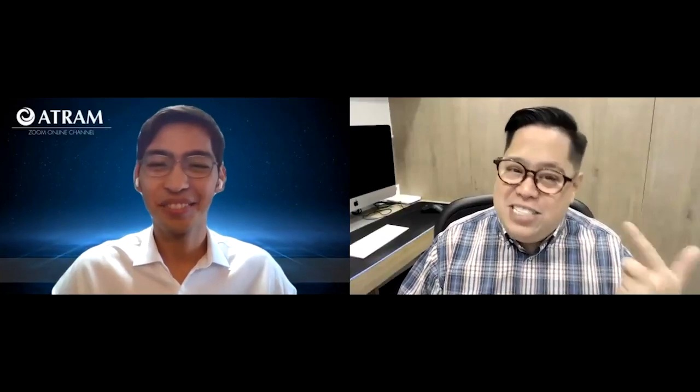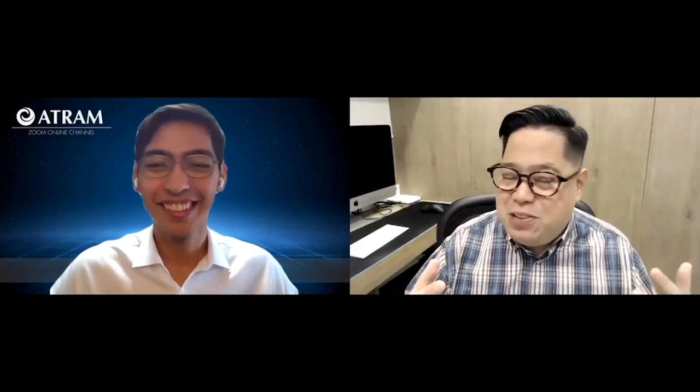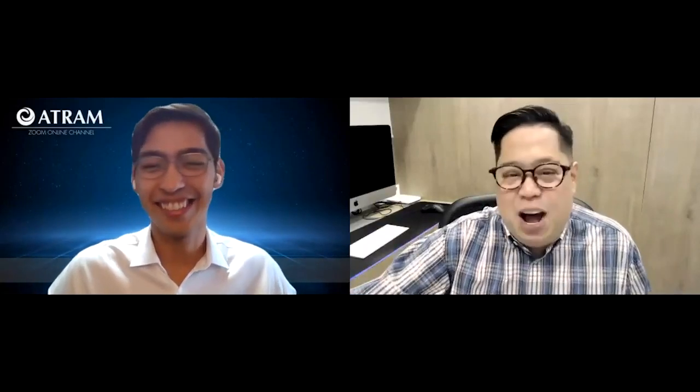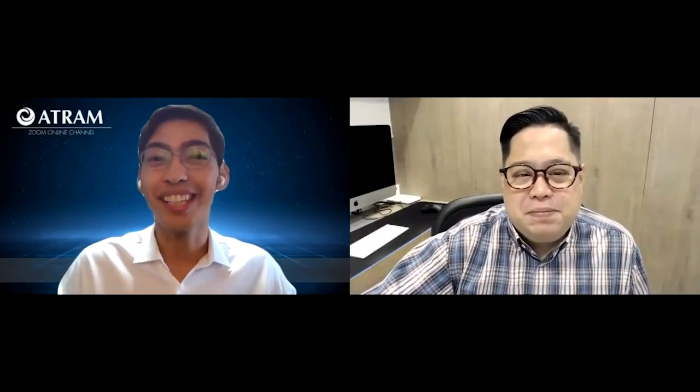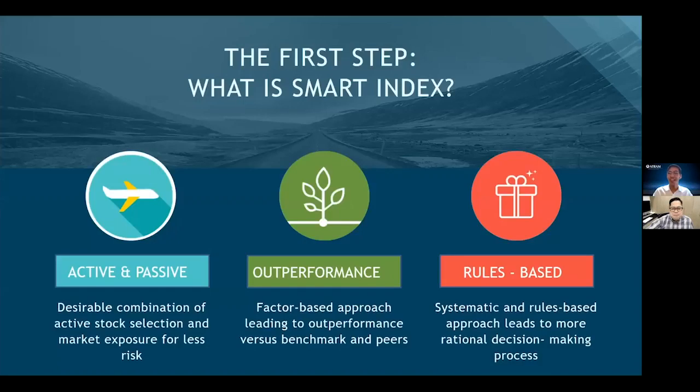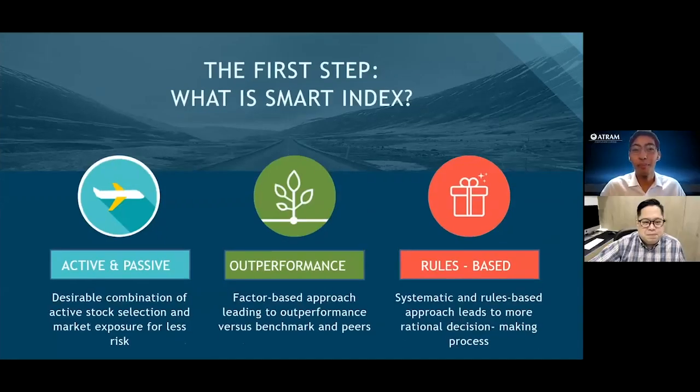But here you are, saying there's a better way to do it. Yes, let's do index, but there's a smarter way to do index. Can you talk a little bit about the smart index? So let me share a screen presentation so that it can be easier for the audience to digest what you're talking about. Like what you mentioned, this is a smart index. So why is it smart, right?